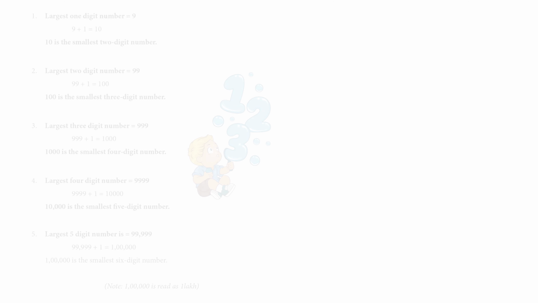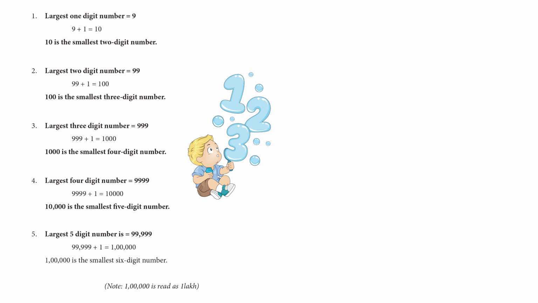The largest one digit number is 9, and 10 is the smallest two digit number. The largest two digit number is 99, and 100 is the smallest three digit number. The largest three digit number is 999. 1000 is the smallest four digit number.